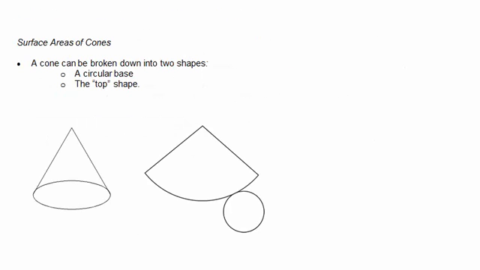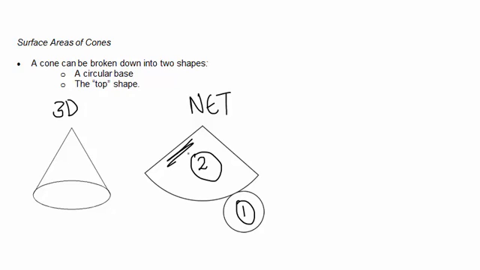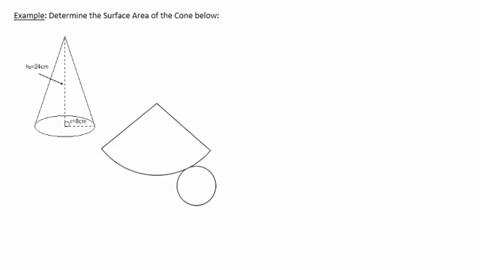Moving on to the surface area of a cone. Here's a cone in its 3D shape, and when putting it into its net, a cone can be broken into 2 shapes: its circular base, and then a top shape, which we don't really have a name for, but just know that the top shape is this shape right here, and that wraps up to form the side of a cone in its 3D shape. So determine the surface area of the cone below.